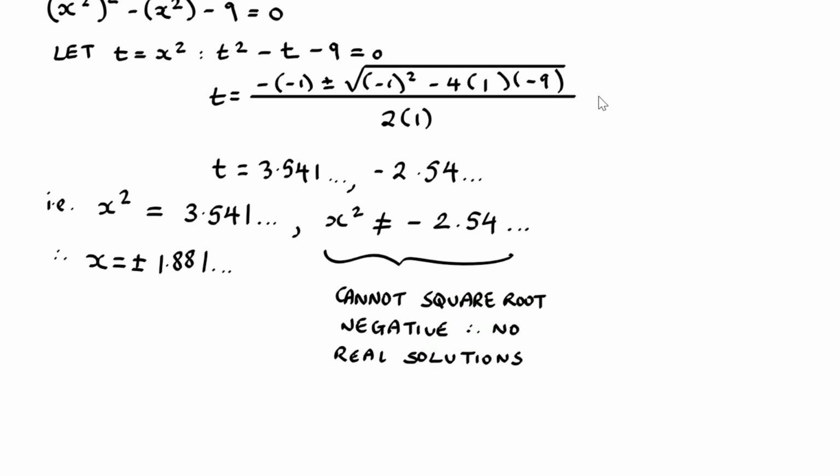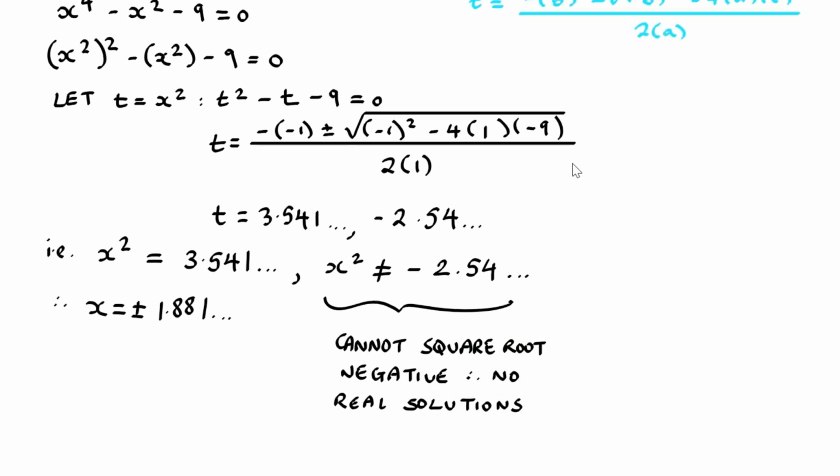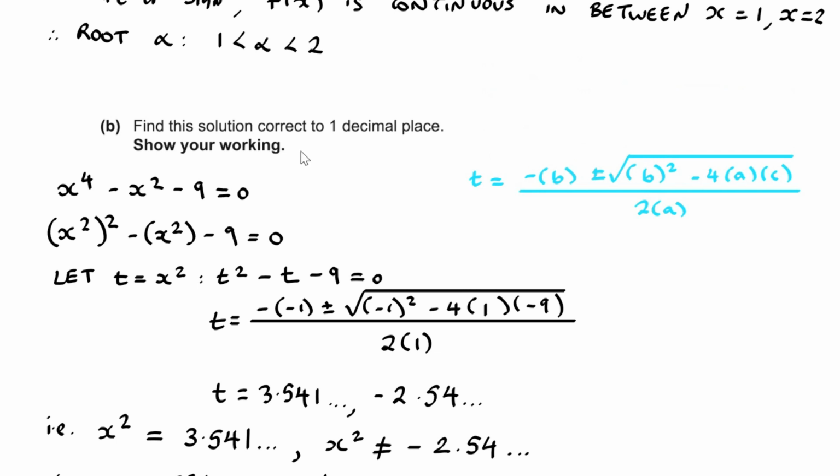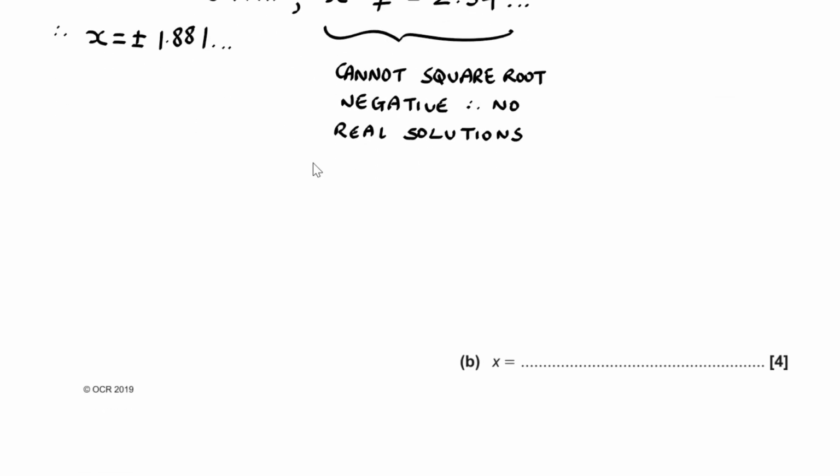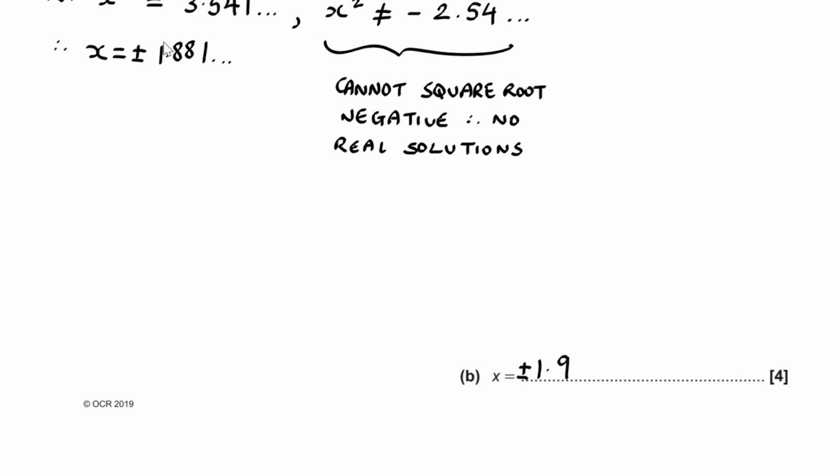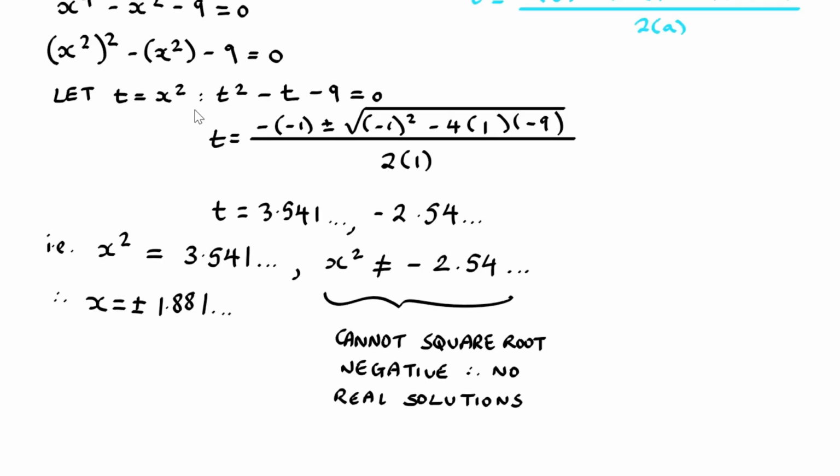So what we have then are two correct solutions. To one decimal place, we've got x equals 1.9. And technically, we should have plus or minus 1.9, as we saw here.